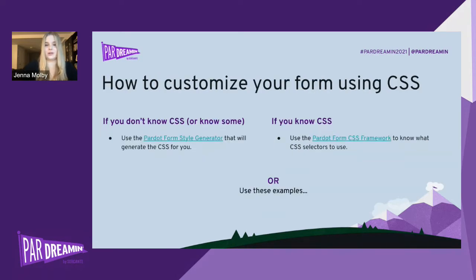If you don't know CSS or you only know a little bit, there's this Pardot form style generator that's been created by me, which is a point and click type of tool where you can just select your color, select your fonts, all that type of stuff, and it will generate that CSS for you. I do have the link within the slides here, but you can also just Google Pardot form style generator and you can get the link there. If you do know CSS, you can use the Pardot form CSS framework to know which CSS selectors to use when you're customizing your form. Or you can use some of these examples that I'm going to show you in the next slides.